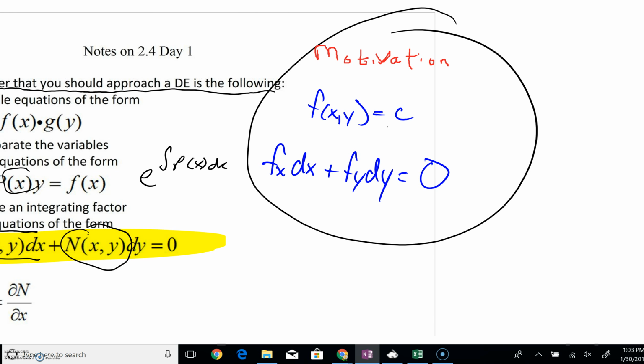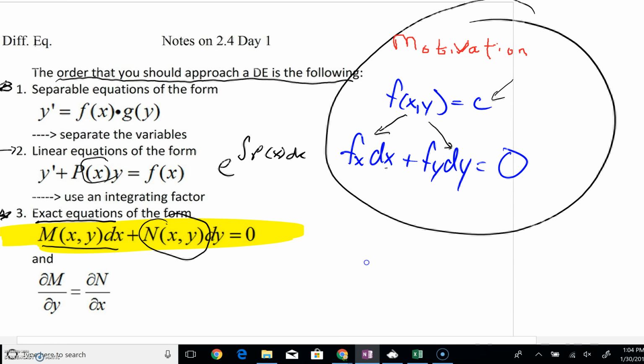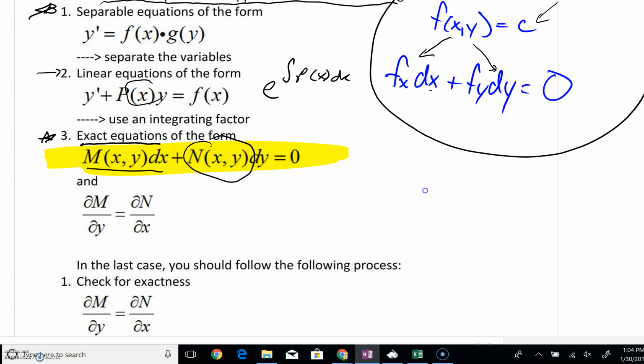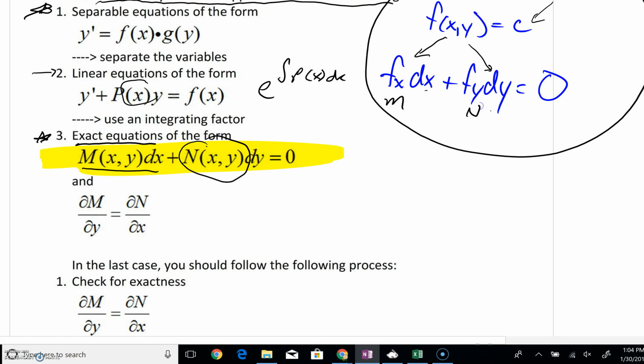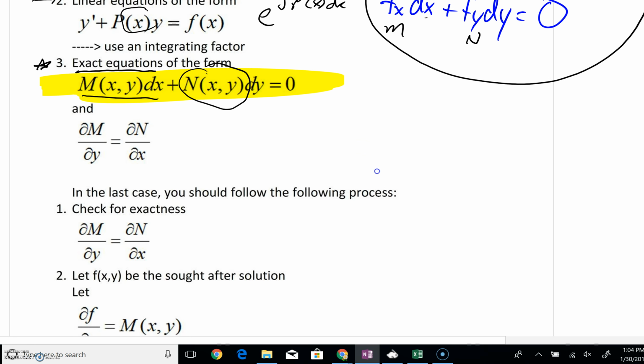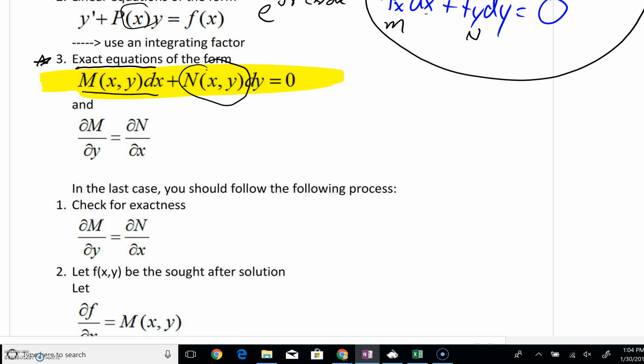If we were to look at differentials, going back to our days in multi, take your derivative of f with respect to x times dx plus your derivative of f with respect to y times dy. Well, that would equal the differential of the function in general, and that would be 0 if we have c here. So this is really what's driving this whole thing. This would be like your M, and this would be like your N. And Clairaut's theorem is more or less saying when you take the derivative of M with respect to y, you'd get the derivative of N with respect to x. If we get that, then you have an exact differential equation.